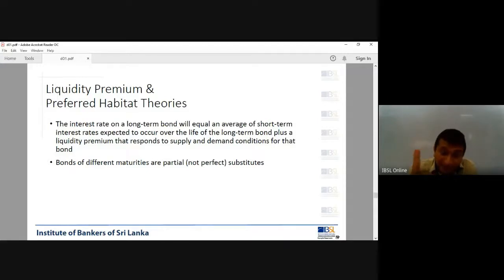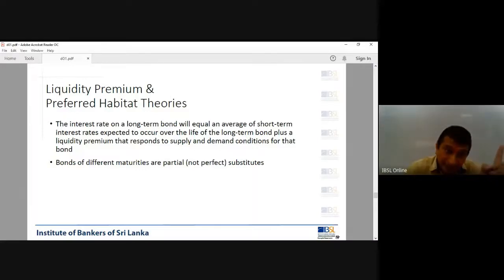So expectation hypothesis explains fact 1, fact 2 of theory of term structure, and then plus, please remember, plus liquidity premium that responds to supply and demand condition for that bond. So effectively, this brings in the segmented market condition where the market is liquid when the bond holders are larger in number.